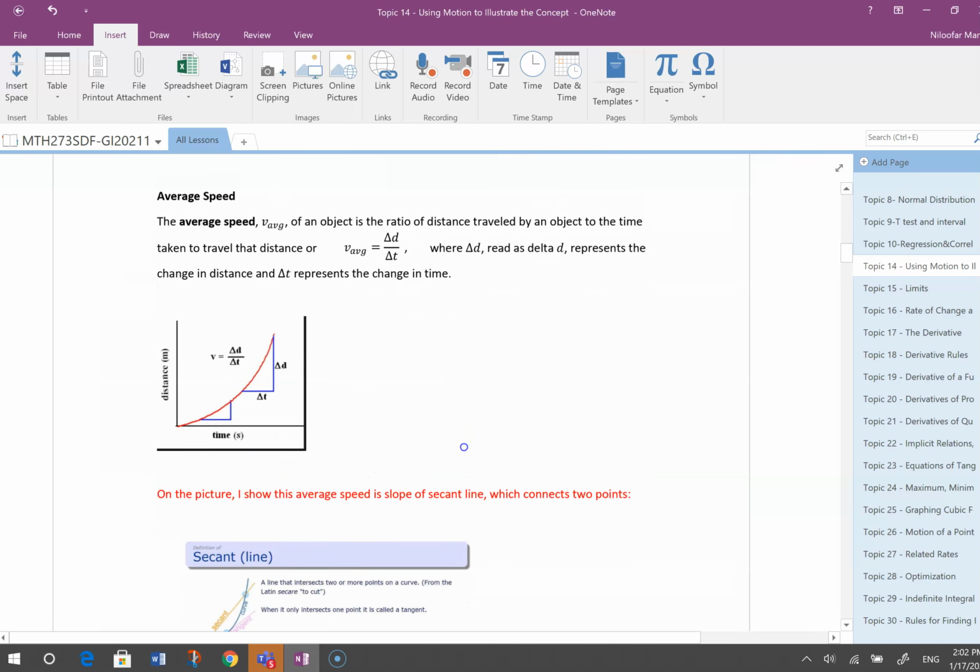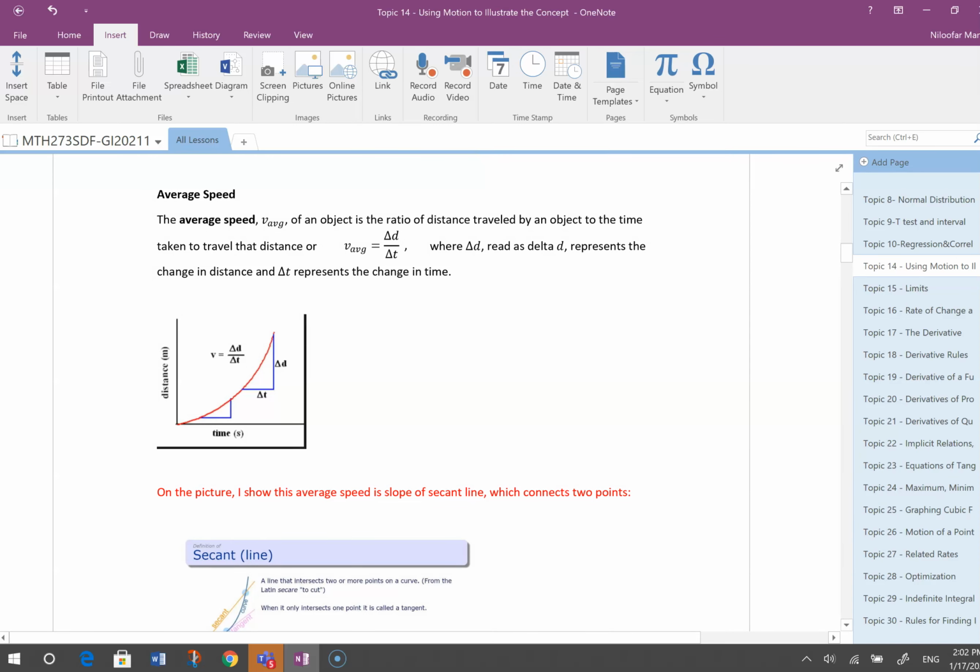Okay, average speed. If you remember, average speed is the difference in distance over the difference in time. So if I have the distance graph like this, the velocity average is d2 minus d1 over t2 minus t1. Okay, change in d over change in t. So it looks like a slope. A slope of which line? A slope of this line that connects these 2 points. So 1 point here and 1 point here.